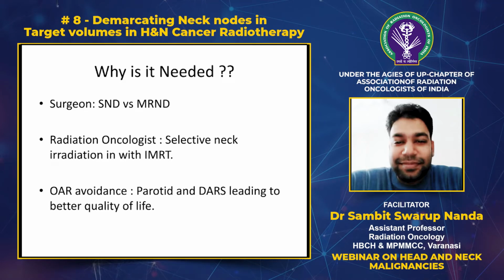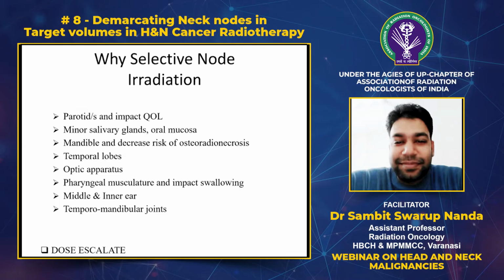So it is important to make sure that all the lymph nodes get the adequate dose required. At the same time, we have the chance of avoiding the OARs like the parotid, the constrictor muscles, the minor salivary glands, the oral mucosa, the mandible, which may decrease the risk of osteoradionecrosis, the temporal lobes, optic apparatus, middle ear, and temporomandibular joint. Again, knowing which nodes to take in the CTV helps us escalate the doses in the primary site as well as in the involved lymph nodal site, thus helping us deliver differential doses in differential regions.